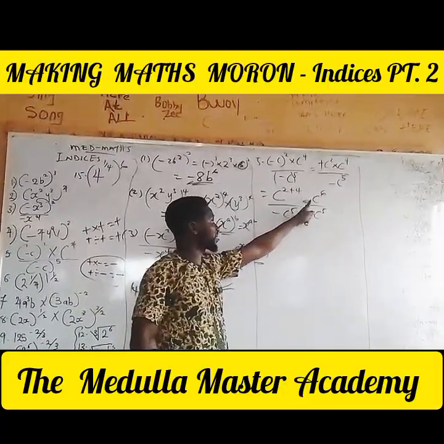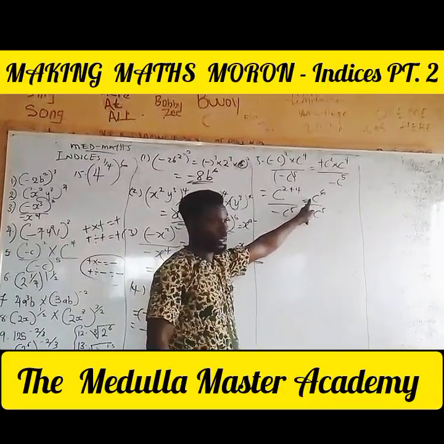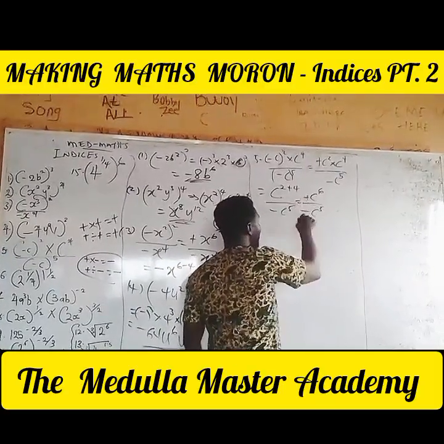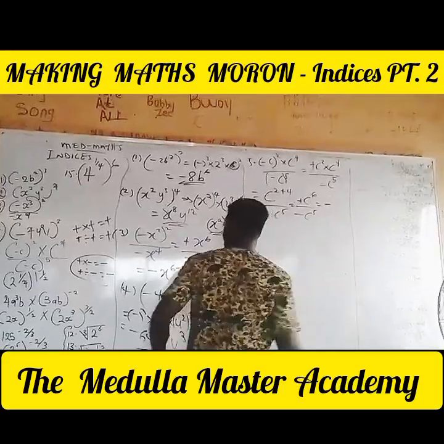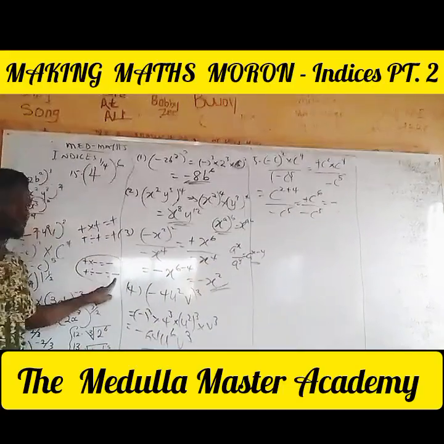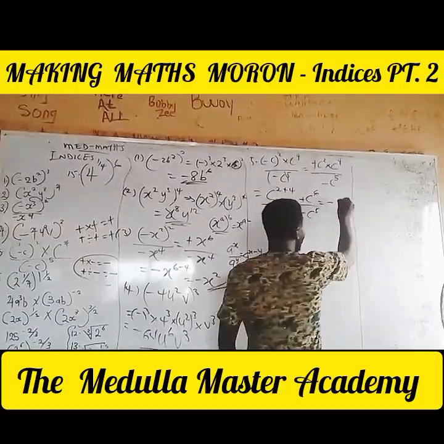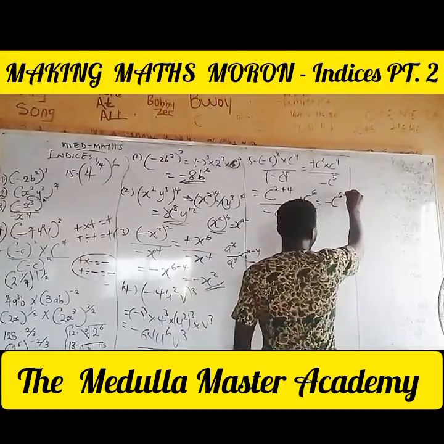Don't forget again, what is the sign in front of it? It's still plus. So plus divided by minus is what? Minus. Now I've told you here, plus divided by minus is minus. So that's minus. Then you now use the indices for this one. So that will be c raised to power 6 minus 5.